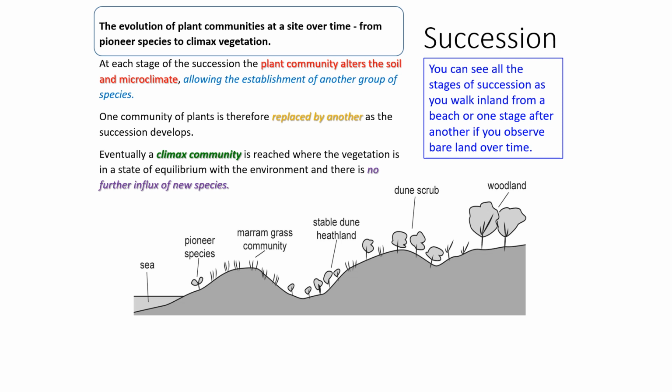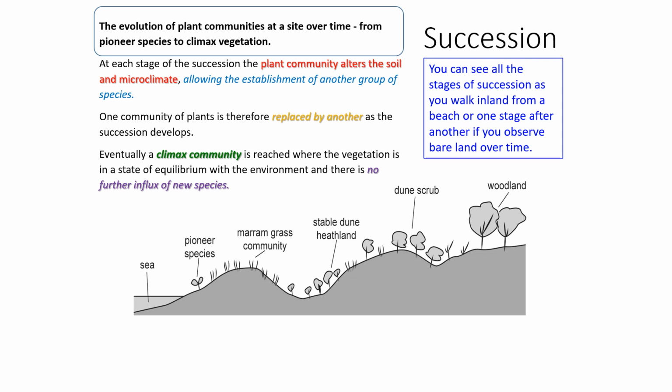The reason we've got a diagram here of sand dunes is because you can see all the stages of succession as you walk inland from a beach. If you start at the sea and walk inland, the first dunes that you reach will be the youngest dunes and therefore in the earliest stages of succession. As you move further inland, away from the sea, you will see older dunes. They've been there for a longer period of time and therefore they're in later stages of succession. Eventually, if you walk far enough inland, you should reach a woodland, which would be the climax community. These are the very oldest dunes and have reached the final stage in that process of succession.